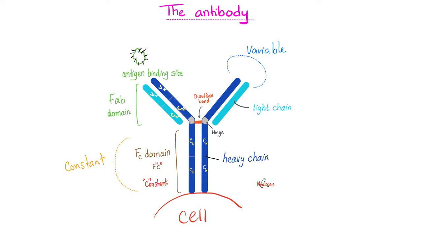What if the macrophage wants to come and eat the entire thing? Well, the macrophage is a cell. It's going to be here, near the constant portion. So antigens bind near the variable portion, but cells bind to the constant portion.